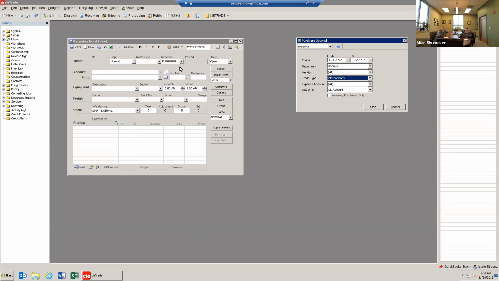So I just wanted to quickly show you guys what that trade type does. The managers and Mike and them, they use a lot of different reports in C-Trade and run them for P&Ls and stuff by the trade type. So they want to see how brokerage is doing, how the plant stuff is doing.